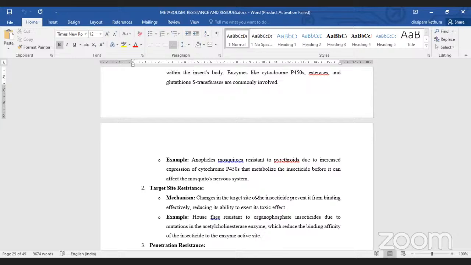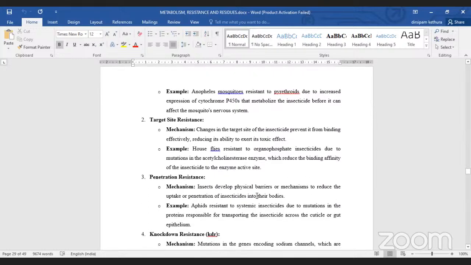And the second one here is target site resistance. The changes in the target site of the insecticide prevent it from binding effectively, reducing its ability to exert its toxic effects. Example, houseflies resistant to organophosphate insecticides due to mutations in the acetylcholinesterase enzyme, which reduce the binding affinity of the insecticide to the enzyme active site.